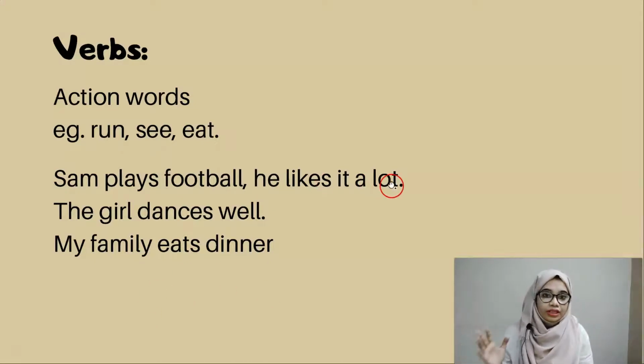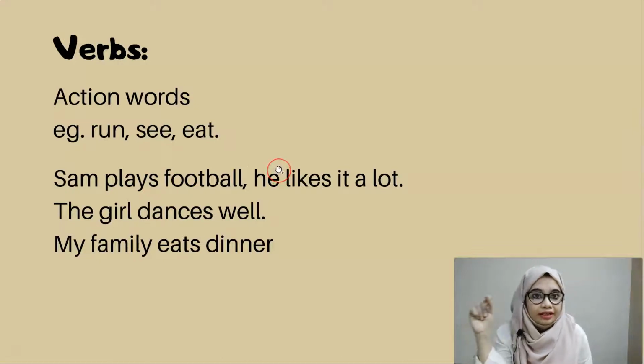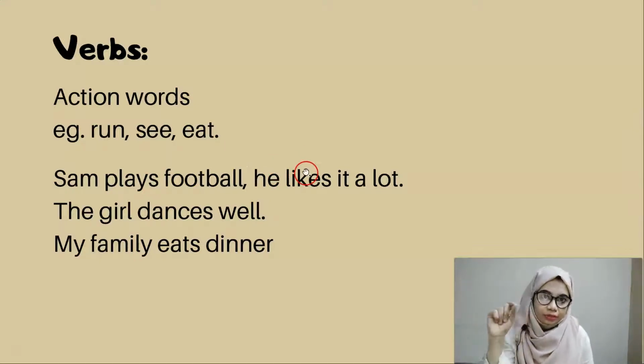Sam plays football. He likes it a lot. So the same sentence we saw the last time. Sam was the subject. Here, Sam is the subject again, and plays is the verb. He is the subject again in the second clause, and likes is the verb. The girl dances well. So the girl is the subject, dances is the verb. My family eats dinner. My family is the subject, and eats is the verb.